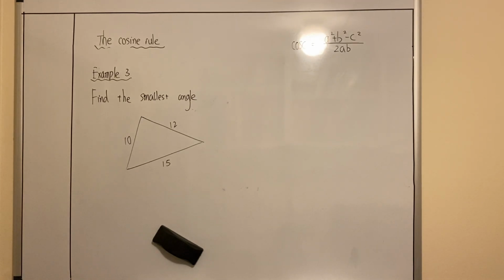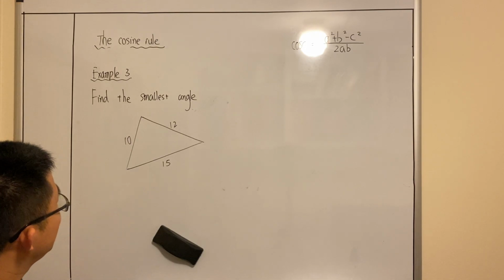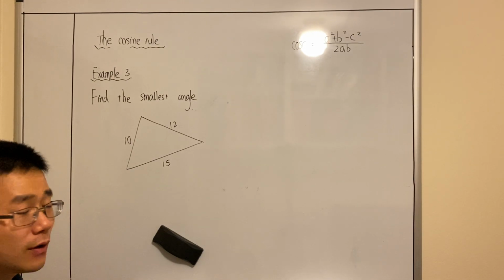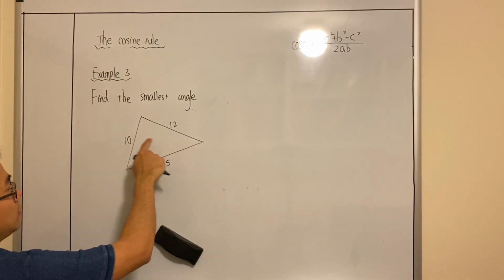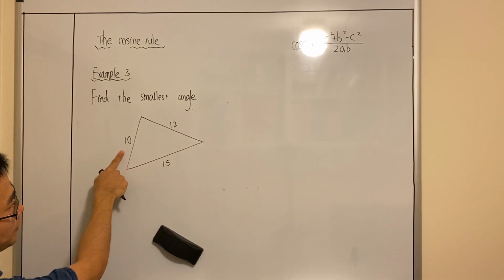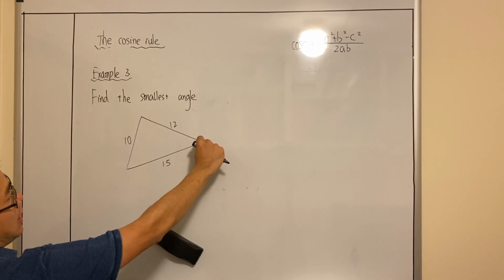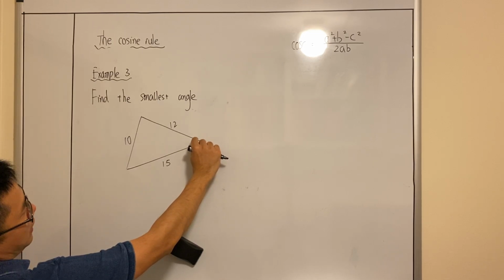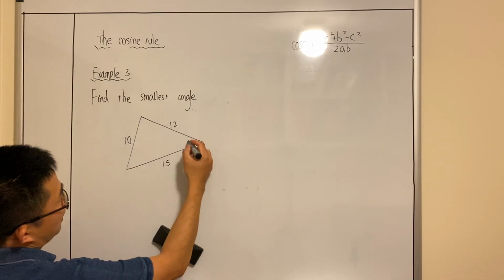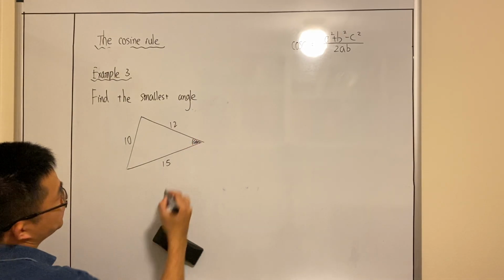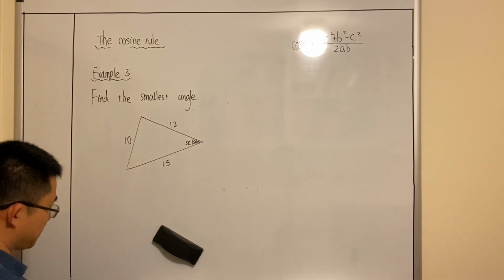How do I know which angle is the smallest? Look at the side. In a triangle, this is very obvious: the smaller the angle, the smaller the side. If you have a smaller angle, then the opening is smaller, so the side it creates is smaller than the other two sides. It's shorter than the other two sides. So, for example, to find the smallest angle here, obviously I'm finding this angle, and let's call that angle x.